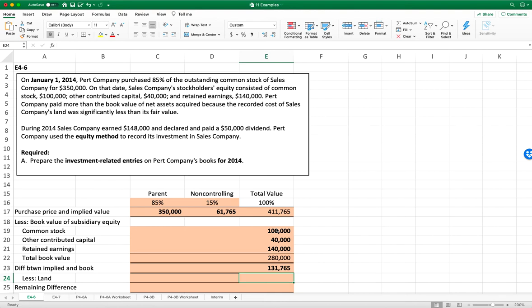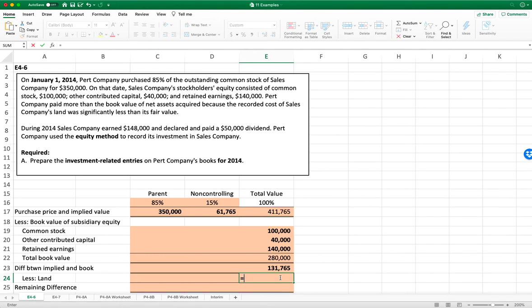So this could be for two reasons. It could be that the book value undervalues the net assets, so there are some fair values that are higher than what is recorded in the general ledger. Or there could be goodwill, or both. So in this case, again, we need more information. We come up here and it says Pert Company paid more than book value because the land was recorded at significantly less than its fair value. So what they're telling us is that this entire difference is due to land. So we're going to allocate our entire difference to land.